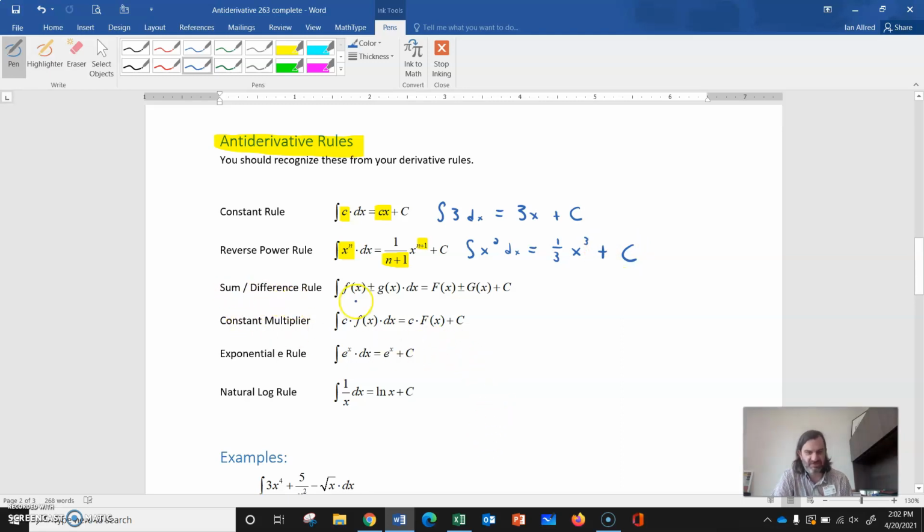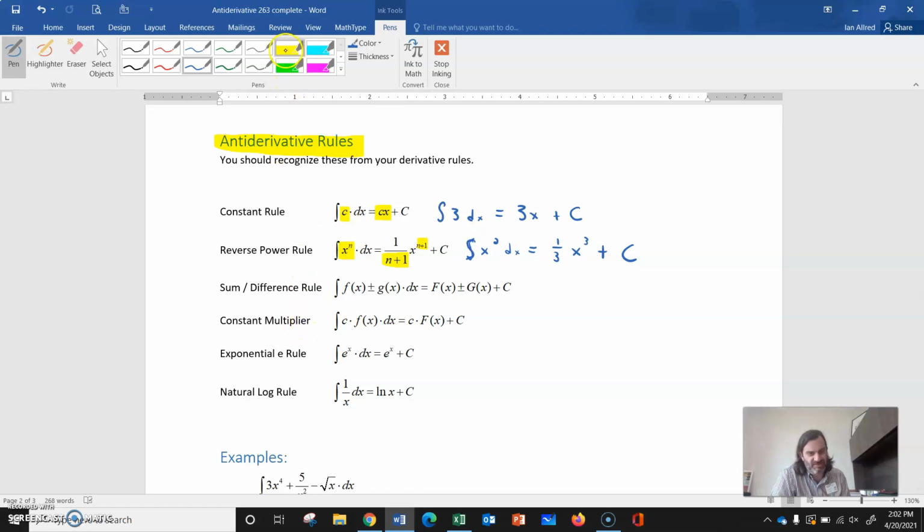The sum and difference rule: basically, if you wanted to take the antiderivative of two functions added together, you could do that separately. So I don't think I really need to write anything down here. This is basically the idea that if we had polynomials or something, we could work them term by term. Okay, we'll see some examples later.